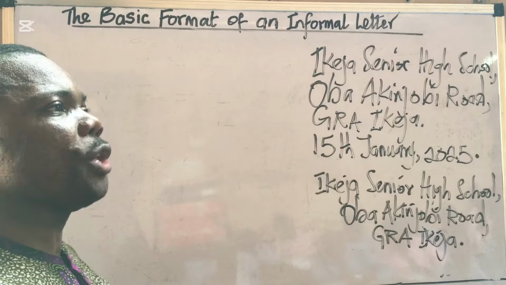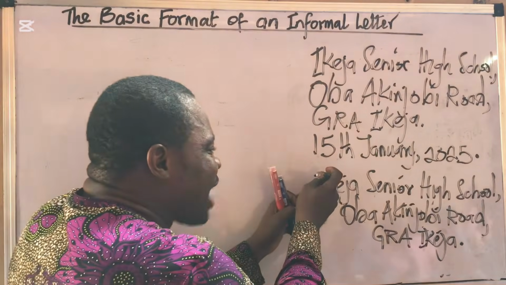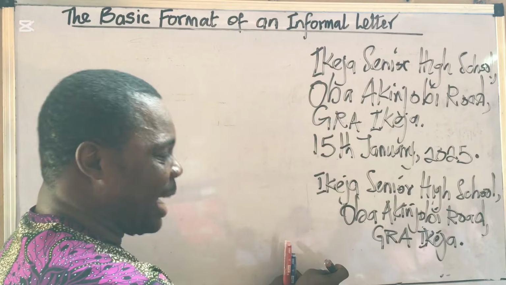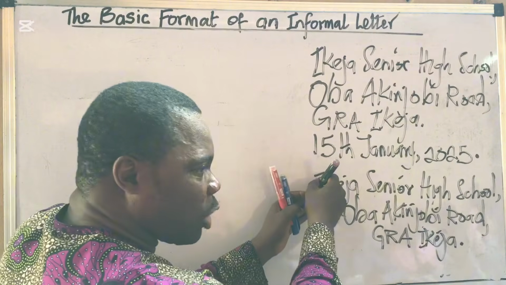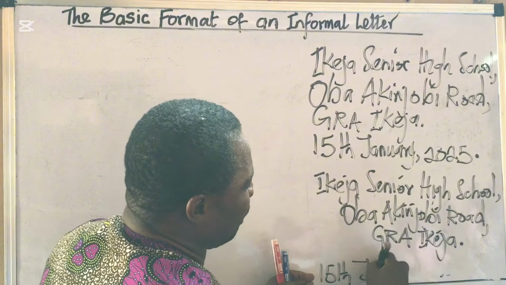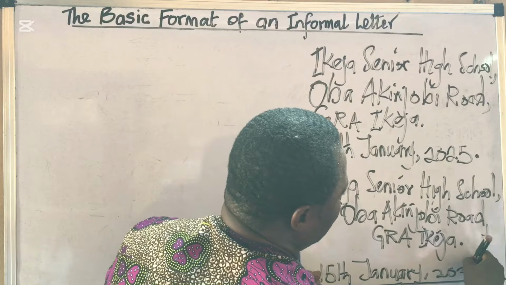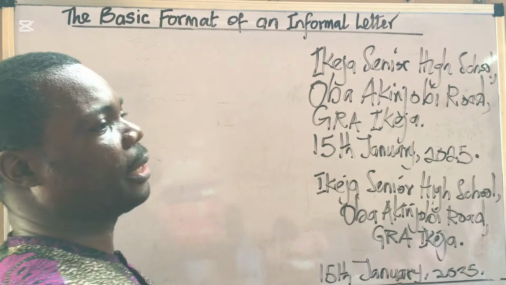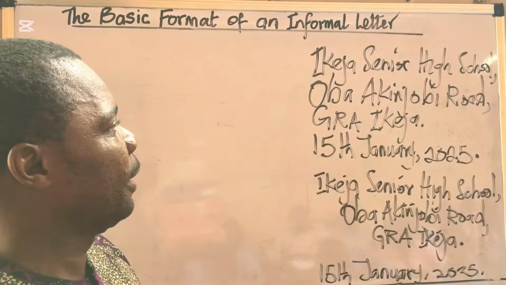But what now happens when you want to write the date in this type of address? The date will start from the beginning of the first line. And this is where students miss it again. So when they are writing slant, they think they are going to slant the date again. No. So you now bring the date here and go to the beginning of the first line and write 15th January 2025, full stop. So this is how to write the slant format. And then we what? Comma, comma, and full stop.